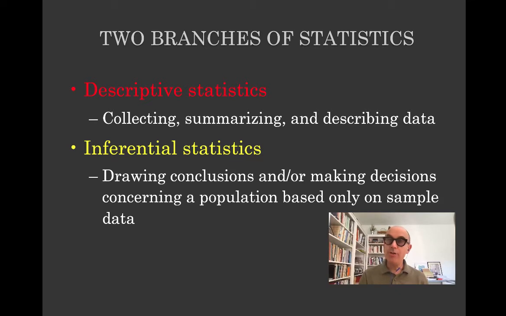In traditional statistics, usually there are two branches of statistics, descriptive and inferential. Descriptive, I think in the Introduction to Statistics course that you took in the university, is usually about collecting, summarizing, and describing the data. Inferential statistics is usually drawing conclusions and making decisions concerning the population based on a sample of data. And we will talk about that, the sample of data, because this is the main issue that we will cover in this class.